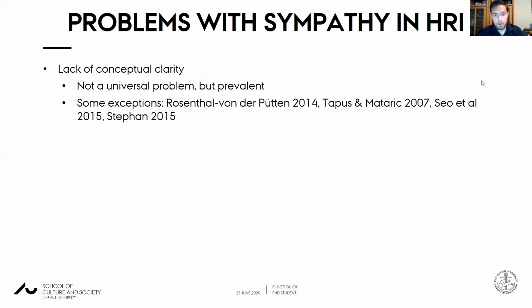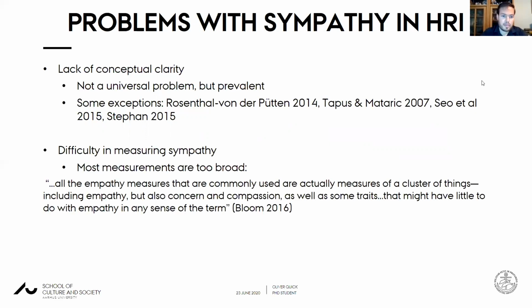So overall, focusing in on sympathy, there's a lack of conceptual clarity, as I've discussed. I should say it's not a universal problem, it's simply a prevalent one. There are, of course, exceptions. These are some examples of exceptions that I've come across, and I'm sure there are many more. Yet the problem is widespread enough that it is worth mentioning and doing something about. The second problem I discussed was the difficulty in measuring sympathy.